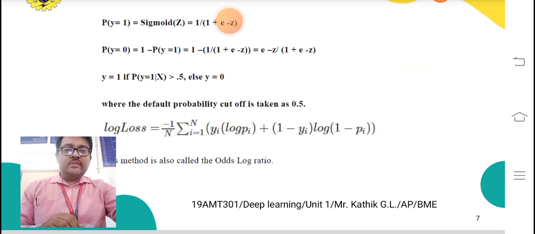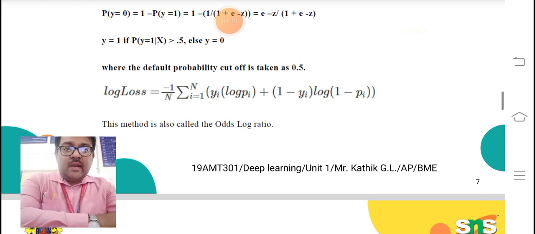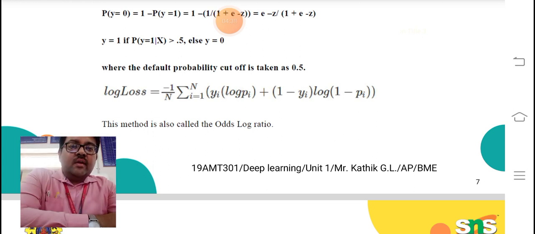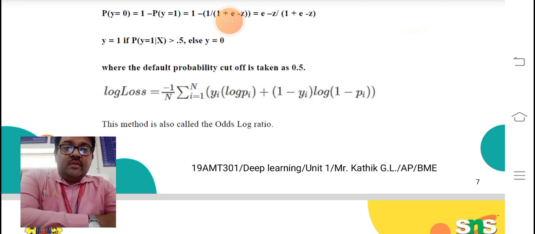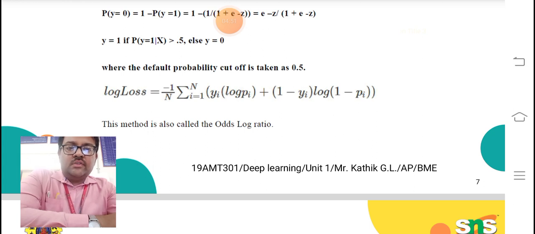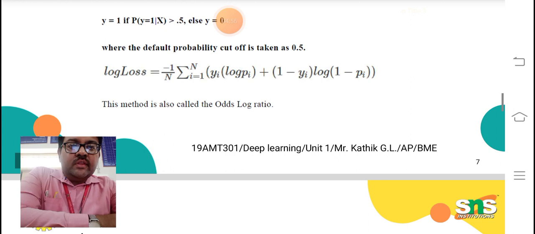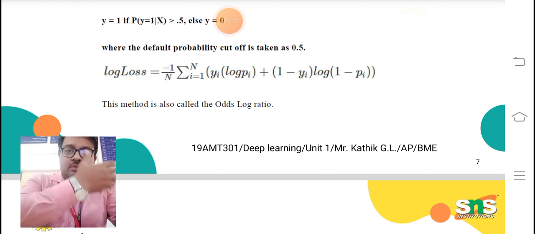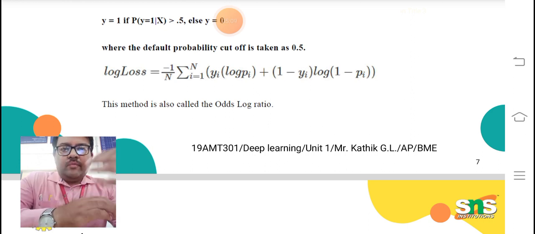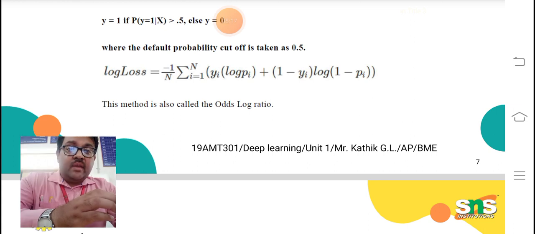And there is a log loss function. You can see on the screen the equation for the log loss function: minus 1 by n, where n is the total number of samples or events, sigma i equals 1 to n of yi log pi plus 1 minus yi log 1 minus pi. Here 1 minus yi is the opposite of yi. This method is also called the odds log ratio. So till now we saw what is meant by logistic regression. Logistic regression is a probabilistic technique. We are finding out the probability of some event, what is going to happen, that is the dependent variable's probability. Dependent variable is y and independent variable is x. So here we are finding the probability in logistic regression.